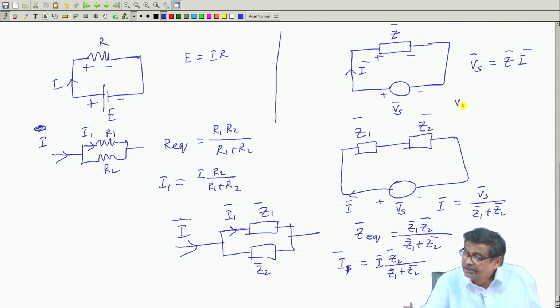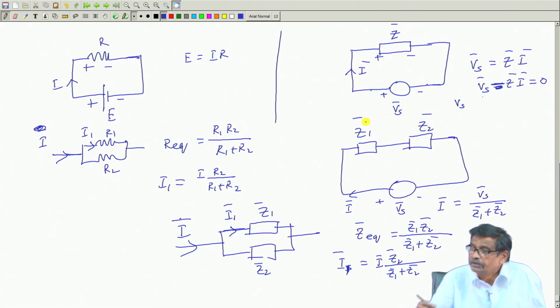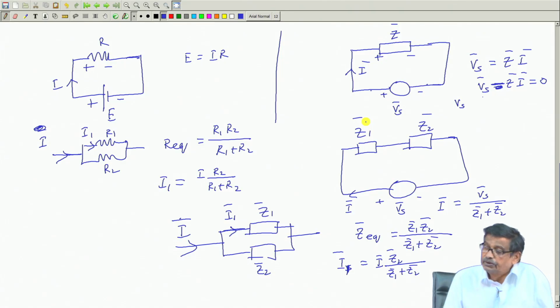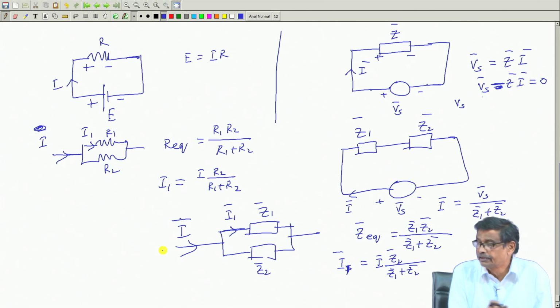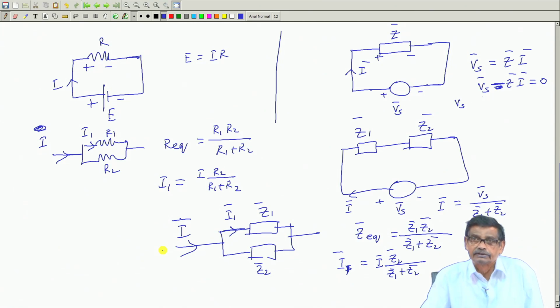similarly KVL here: Vs bar minus I bar Z bar, that is, Vs bar minus Z bar I bar is equal to 0. So KVL equations and KCL equations at the junctions in terms of phasors will all be valid. Anyway, we will continue with this in the next class, but try to understand the flow of logic that brings us to phasor notations.